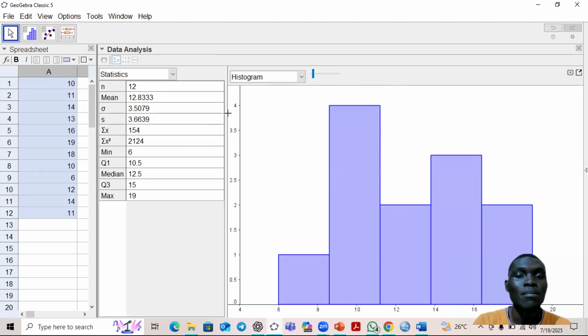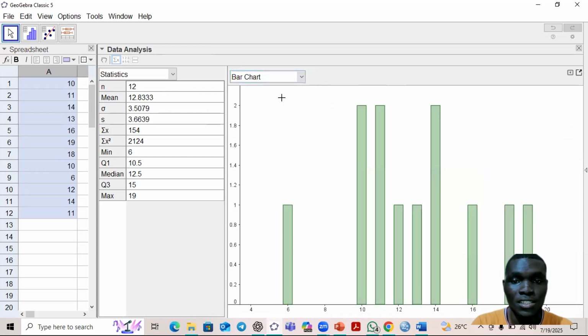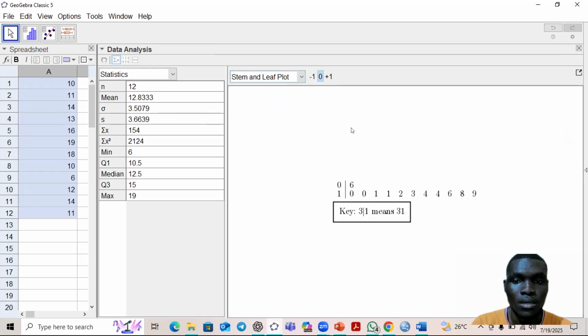In this case, we can change it if you want it to be, let's say, a bar chart. So you also have this same data represented by a bar chart. Then if you want a stem and leaf plot too, you can get it here. That is one having it like 10, 10, 11, 11, 12, 13, 14, 14, 16, 18, and 19.